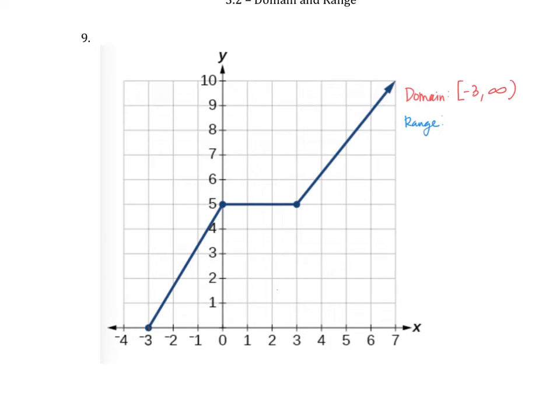Okay, so you're only going to have an end point if there's a dot at the end. If there's not, if there's an arrow, then you're going to have an infinity. The range, remember, is bottom to top. So the lowest point I see is here. And remember, you're looking at the y value. So the y value it's associated with is 0. And then for the range, it goes up. Again, there's an arrow at the end, so it goes up forever. So you have an infinity.